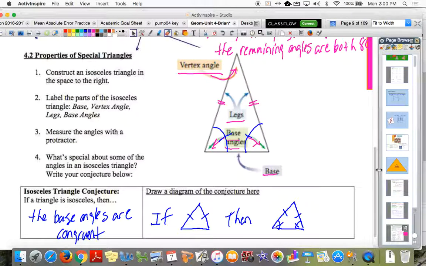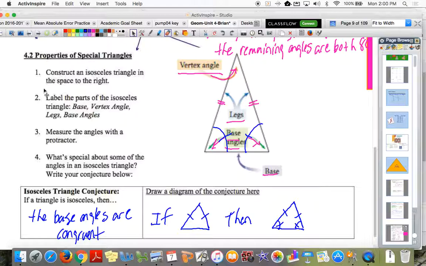We're also going to cover properties of special triangles. So once again, sketch this out in your notes. So we have an isosceles triangle here, and I have it in my notes here, but you do not have it on your page, so I'd like you to sketch this in right here. And if we were doing this out of the book, we'd go through these directions.